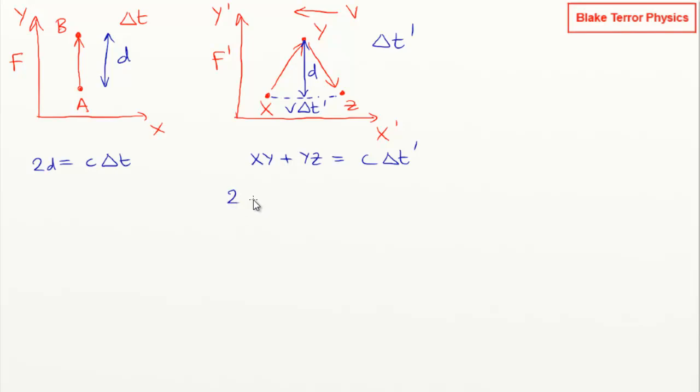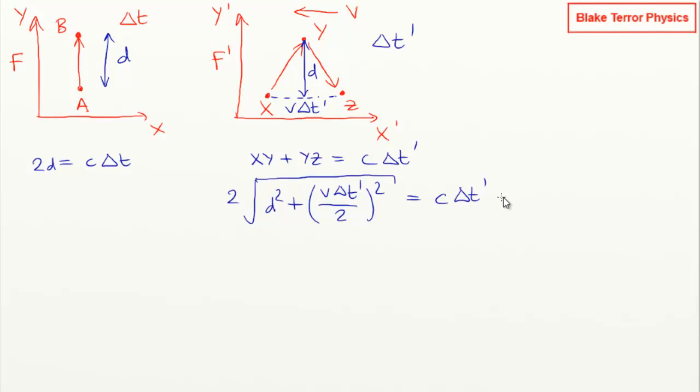So we've got two lots of one of these hypotenuse arrows that I've drawn here. This path from x to y is going to be the square root of d squared plus v delta t prime over 2, so half of the base of the triangle, all squared. And then square root that is going to be c delta t prime. So all we need to do now is do a bit of rearranging and combine these two equations, and we get our time dilation formula.